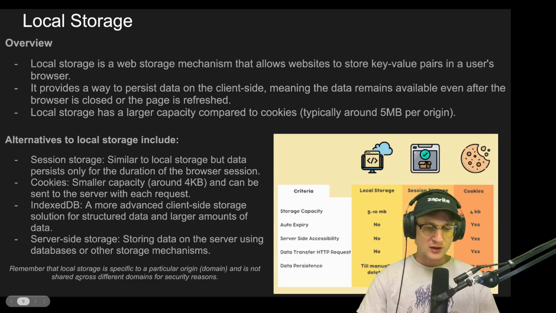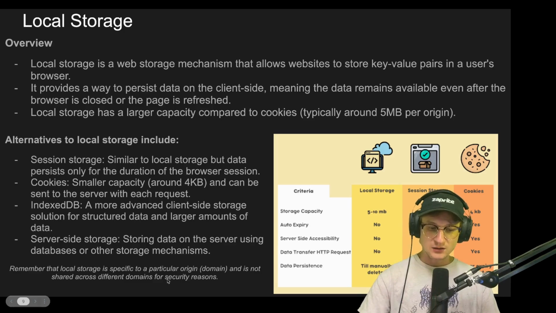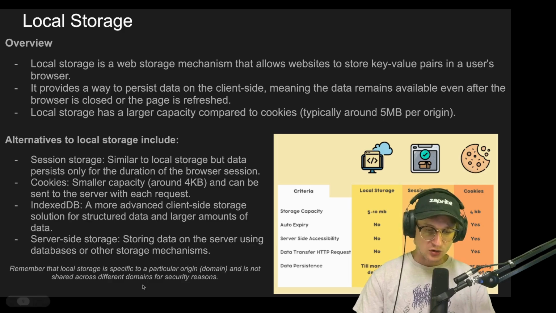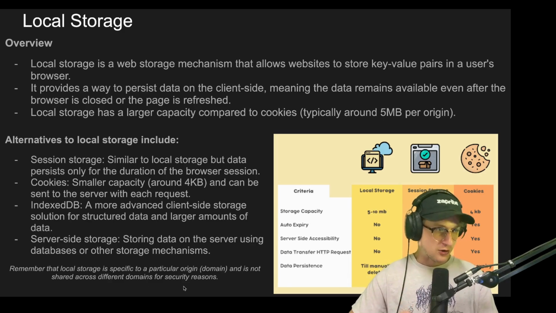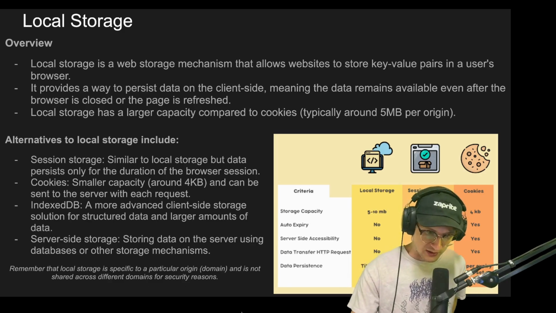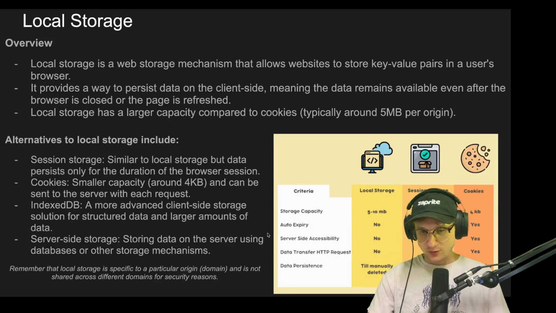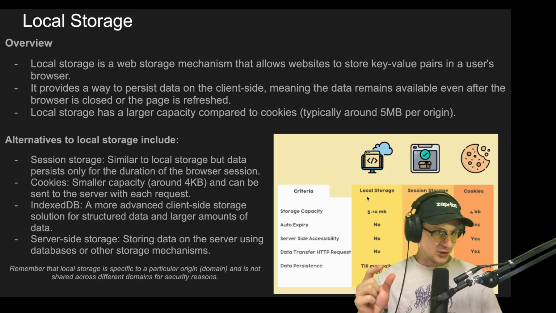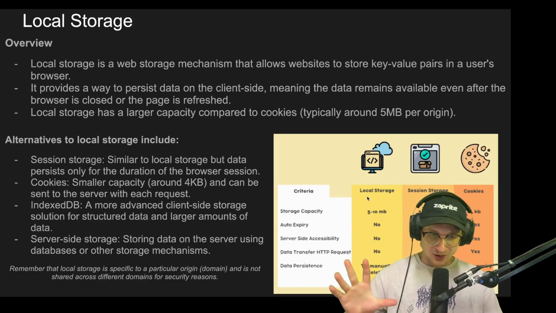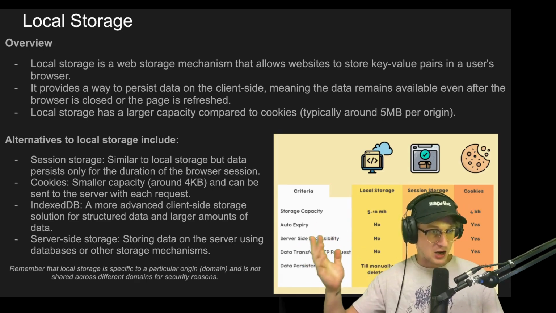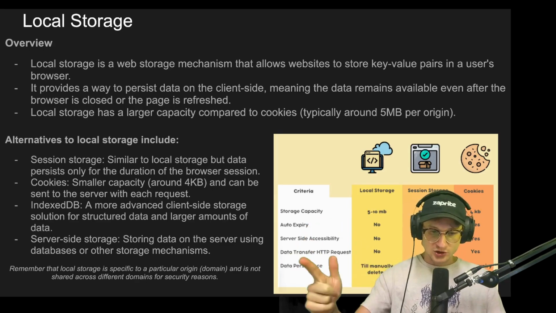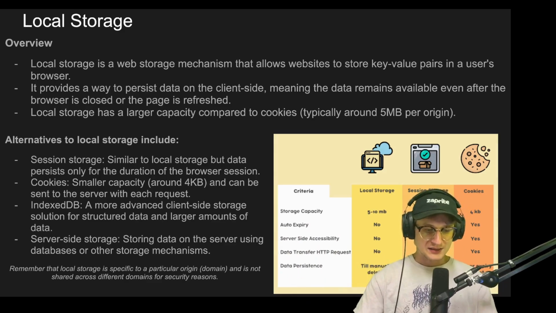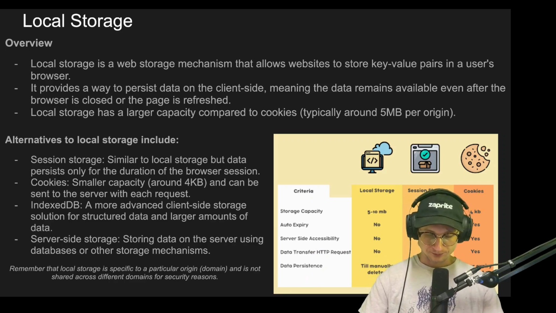Remember that local storage is specific to a particular origin, a particular domain, and is not shared across different domains for security reasons. So that's one good thing to know. When you save something to local storage in a user's browser on your myspecialapp.com, it won't show up in austinspecialapp.com. It will only stay on that single origin.